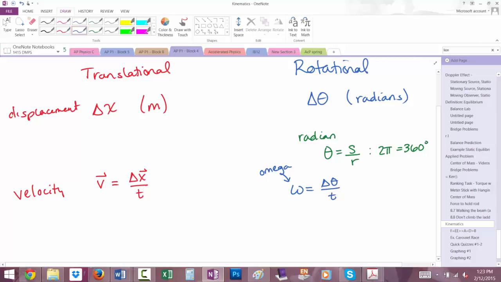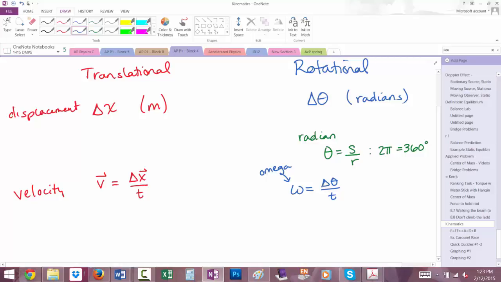No big deal. Is that okay? That's all we're doing. All right? Every single point, every single one of these weights on the rotating surface has the same omega. Does that make sense?